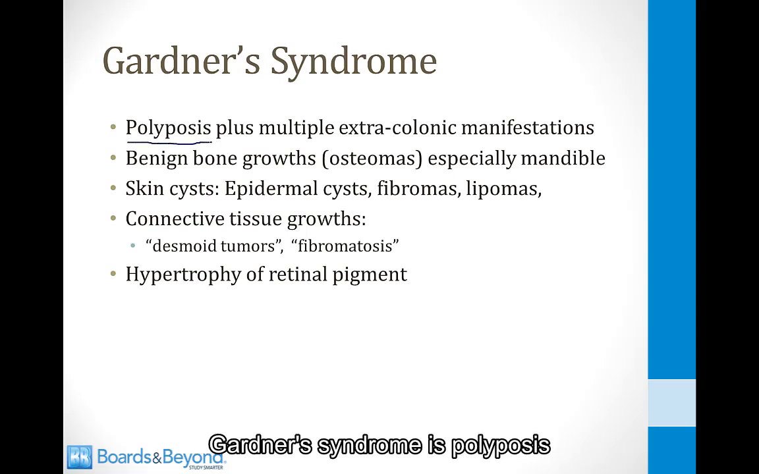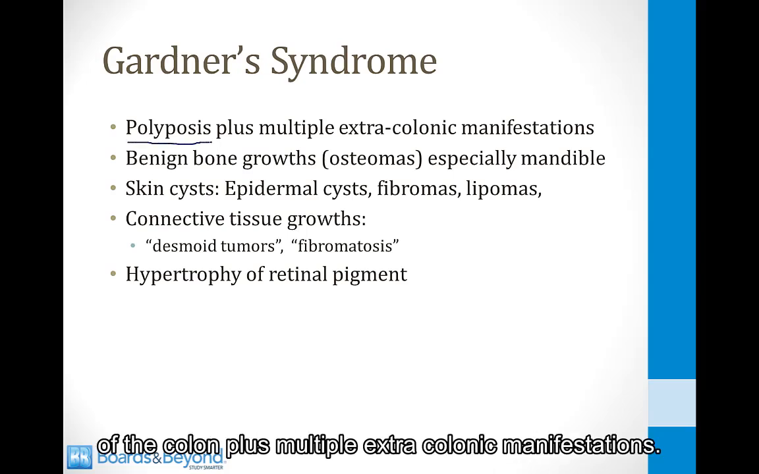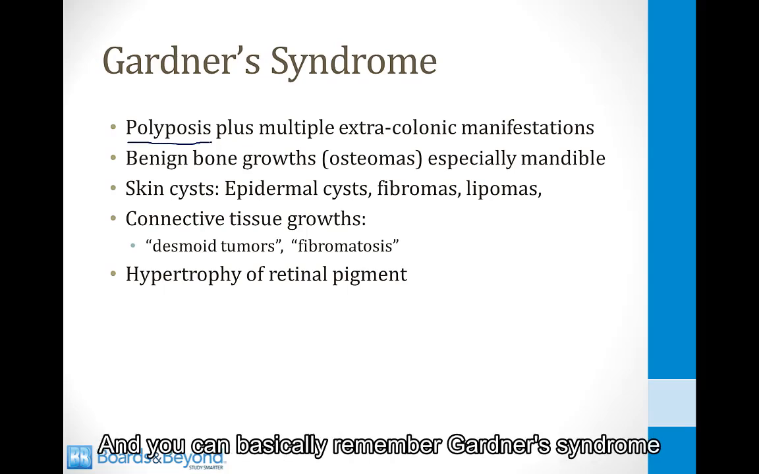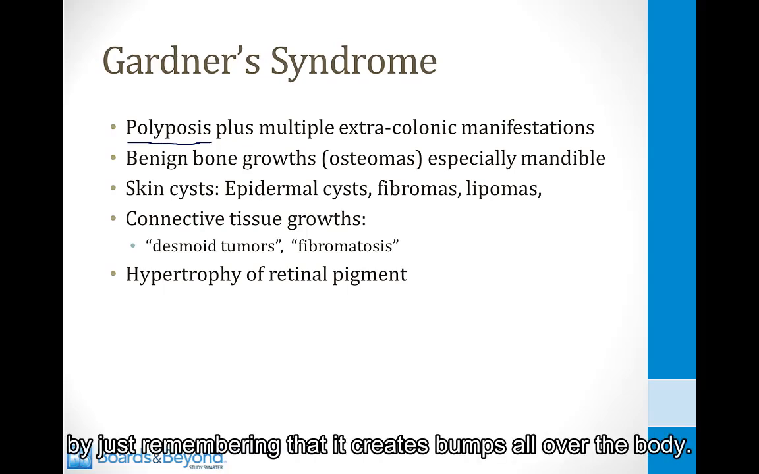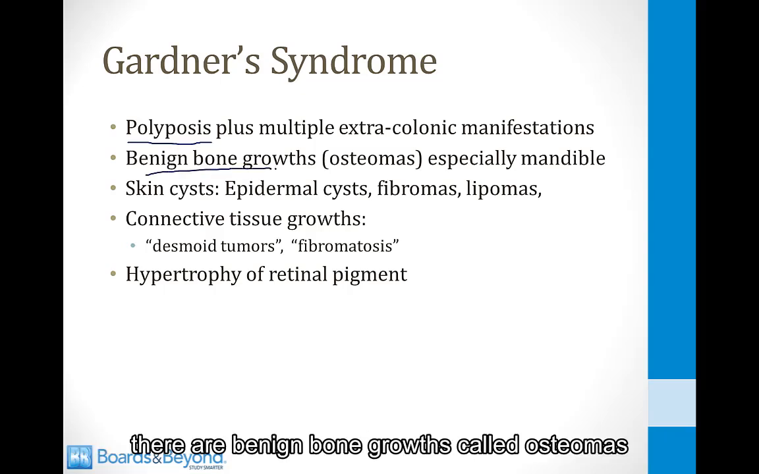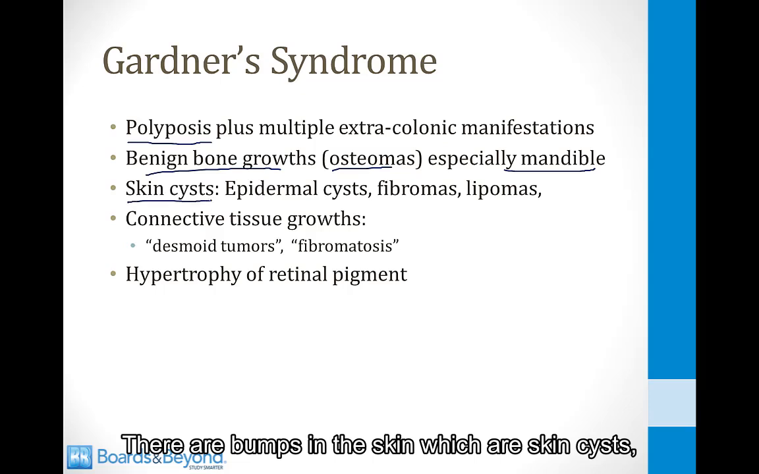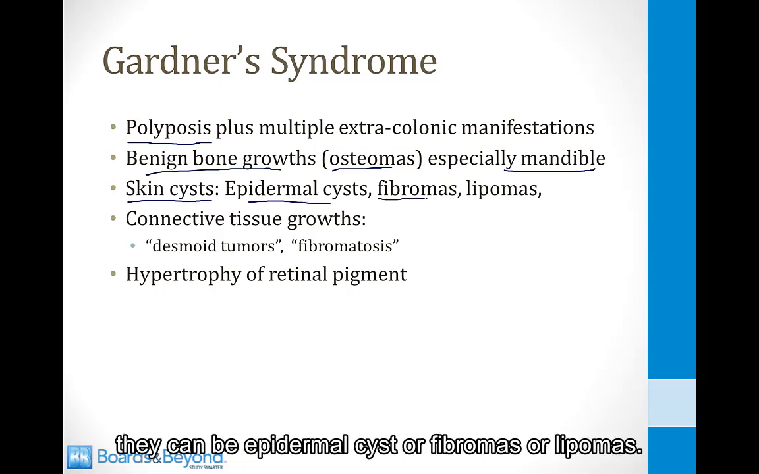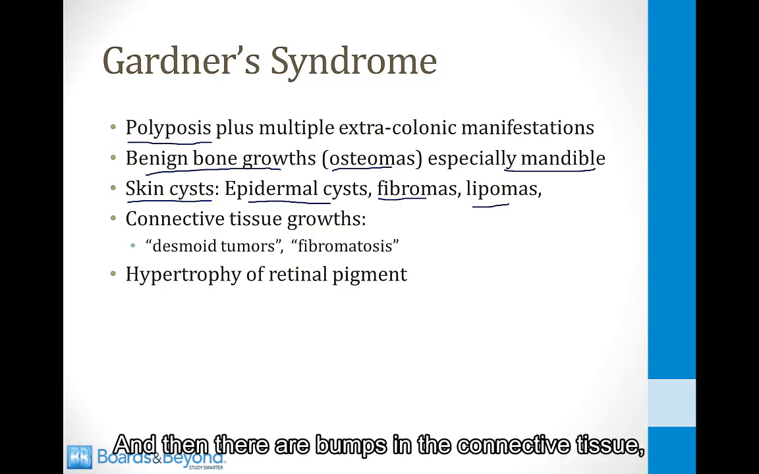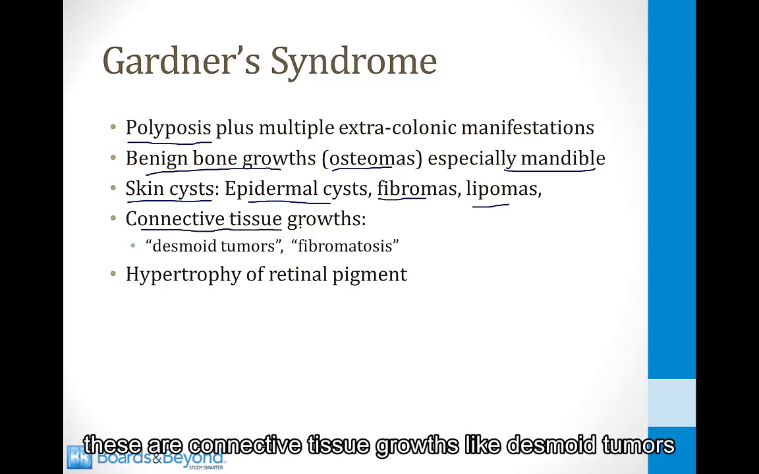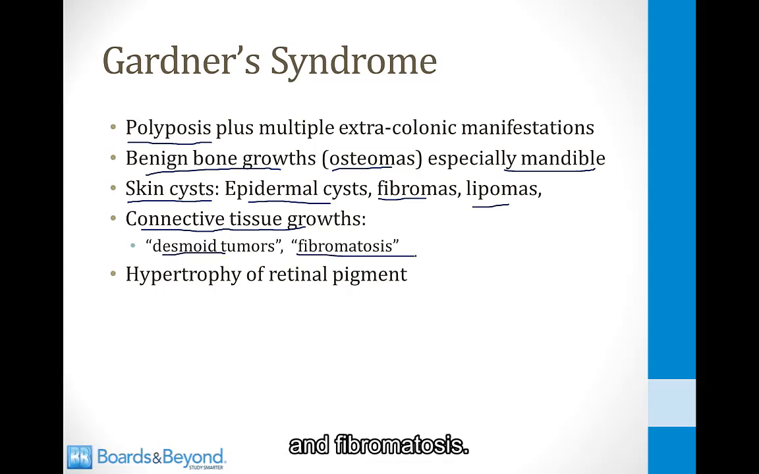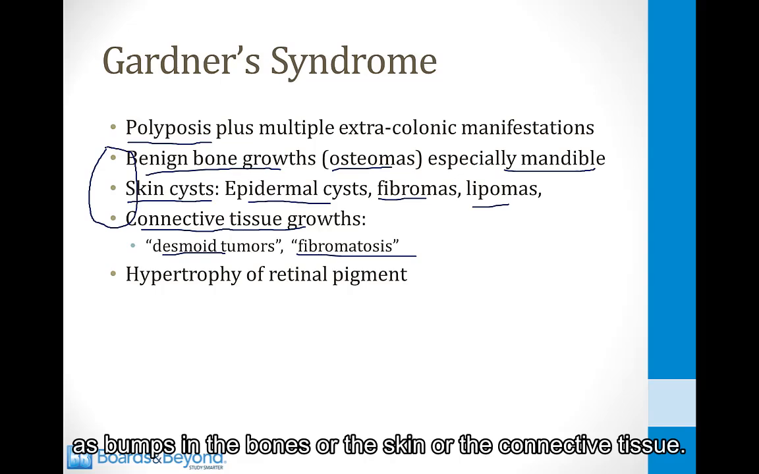Gardner's syndrome is polyposis of the colon plus multiple extracolonic manifestations, and you can basically remember Gardner's syndrome by just remembering that it creates bumps all over the body. So in the bones, there are benign bone growths called osteomas, especially at the mandible. This will present as a bump on the jaw. There are bumps in the skin, which are skin cysts. They can be epidermal cysts or fibromas or lipomas. And then there are bumps in the connective tissue. These are connective tissue growths like desmoid tumors and fibromatosis. But all these things will present as bumps in the bones or the skin or the connective tissue.